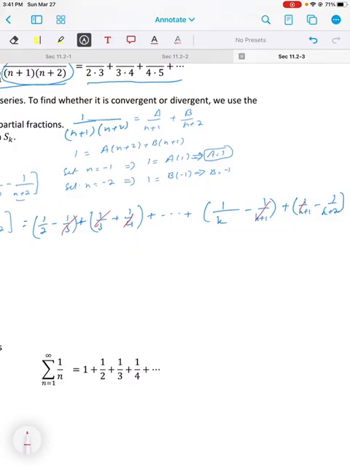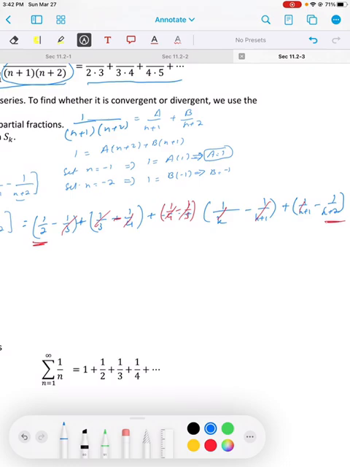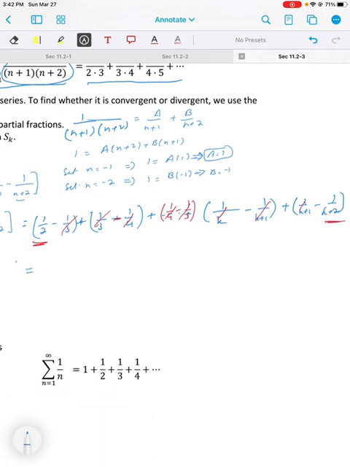This 1 over 4 will be cancelled with the next 1 over 4 we will get. Because this is 1 over 3 minus 1 over 4, the next term, remember, will be 1 over 4 minus 1 over 5. So now negative 1 over 5 will be cancelled with the next term, and so on. And this 1 over k will be cancelled by the previous term. So the only two terms that are left are the first term and the last term. We now write that s sub k equals 1 over 2 minus 1 over k plus 2.